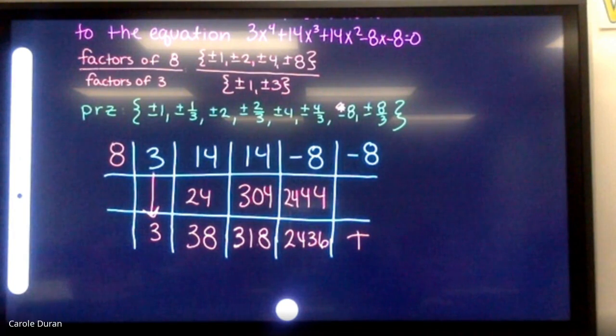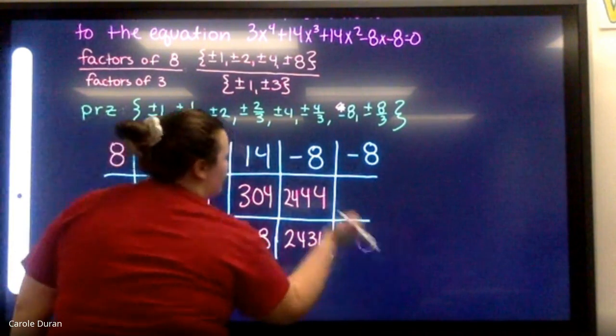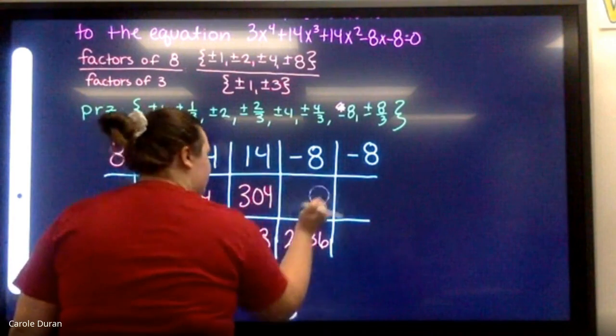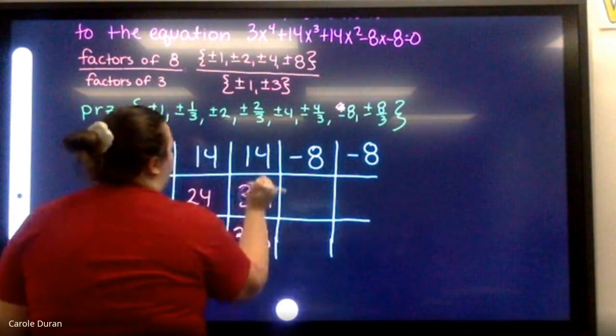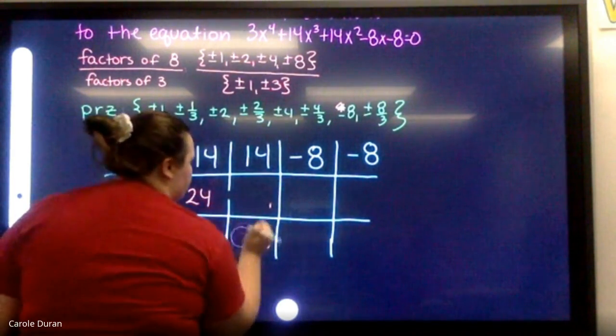So then I pick another number. 2. And I do this all over again. Right, because I knew it wasn't going to come out to 0.